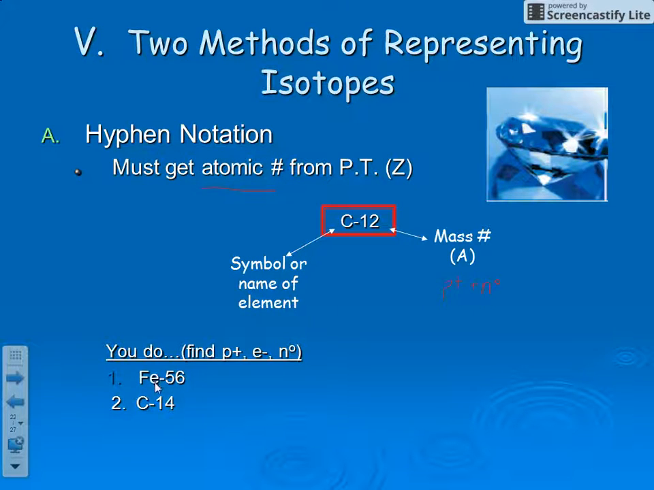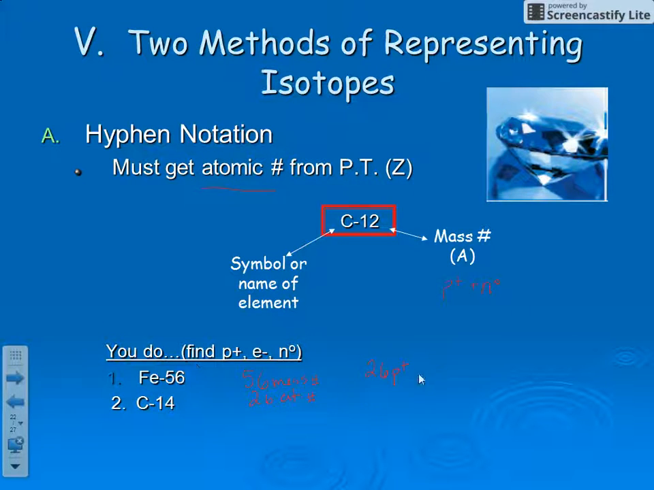So let's practice with 2 isotopes here. We have iron-56, and we're going to determine the protons, the electrons, and the neutrons. So find iron on the periodic table. It's in the center. I'll give you a second to find it. So we have 56 for its mass number. And if you look on the periodic table, you'll see 26 is its atomic number. So remember, the atomic number is equal to the protons. So it has 26 protons.